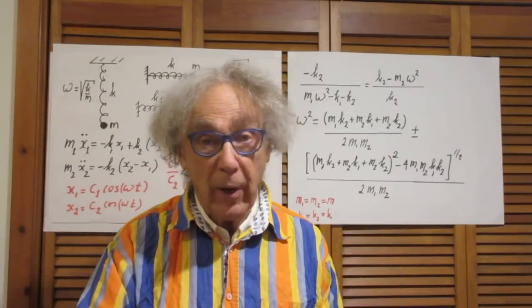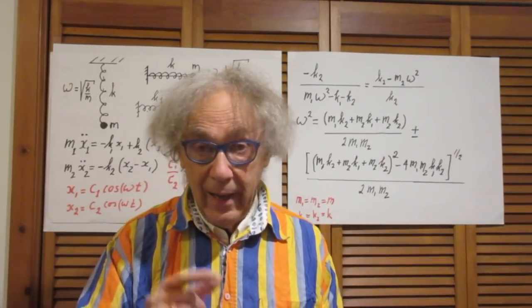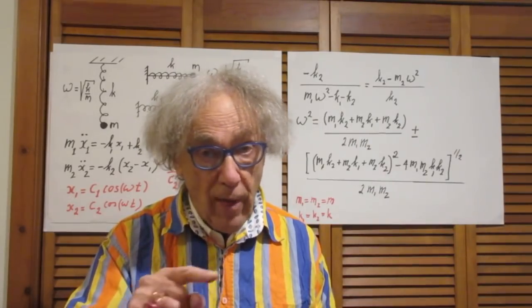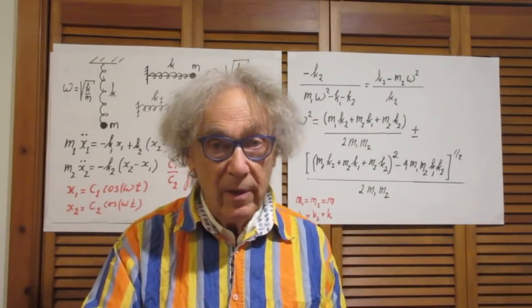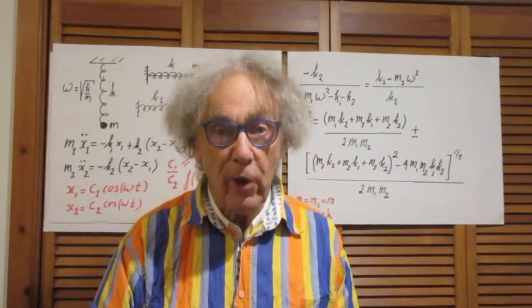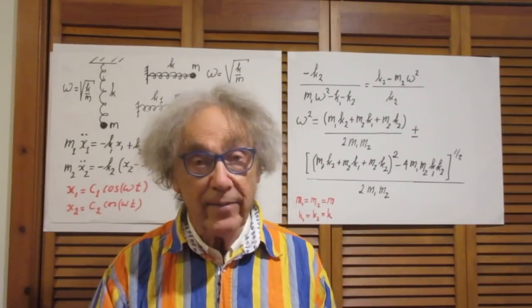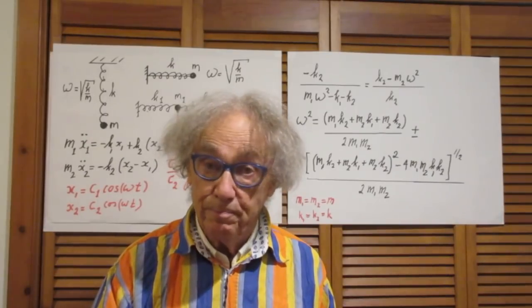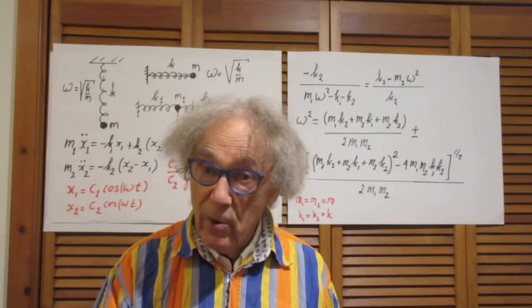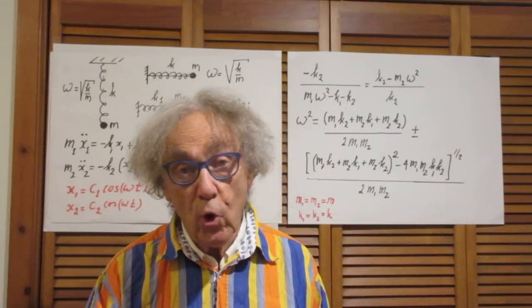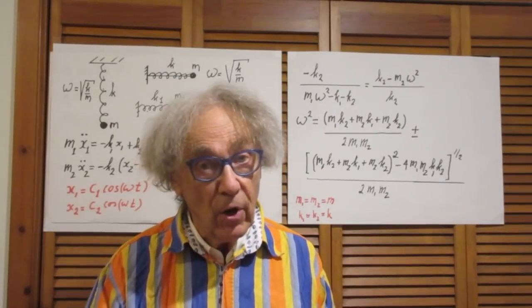The top spring has a spring constant K1, and below that is mass M1, and below M1 is another spring constant K2, and at that end is a mass M2. And the question now is, what are the two normal mode frequencies of that system?